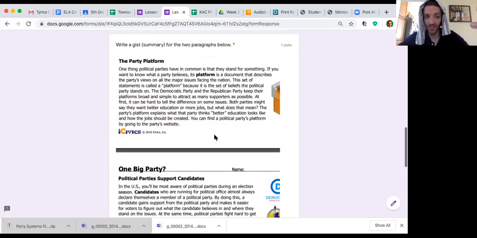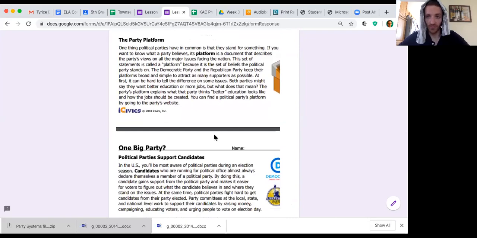Next and last section, the party platform. One thing political parties have in common is that they stand for something. If you want to know what a party believes, its platform is a document that describes the party's views on all the major issues facing the nation. This set of statements is called a platform because it is the set of beliefs the political party stands on.